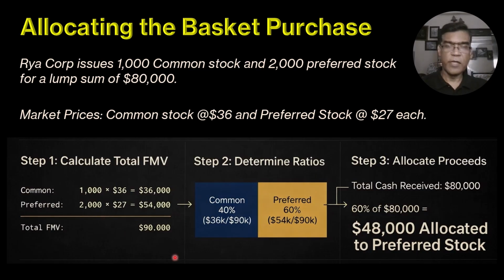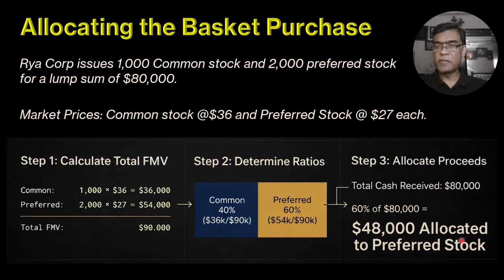Right? Right. Now determine the ratio of common stock and preferred stock. 36,000 is the common stock out of 90,000. So 36K divided by 90K equals 40% for common stock, and 54K divided by 90K gives 60% for preferred stock. The total cash received is 80,000. 60% of 80,000 equals 48,000, allocated to preferred stock, and the remainder is 32,000.